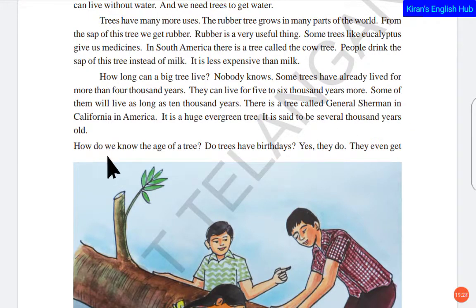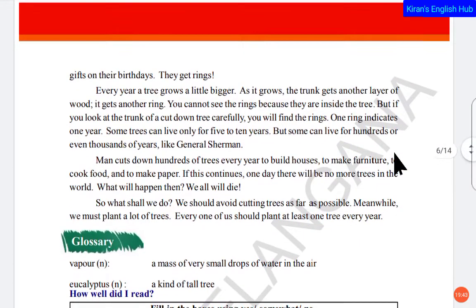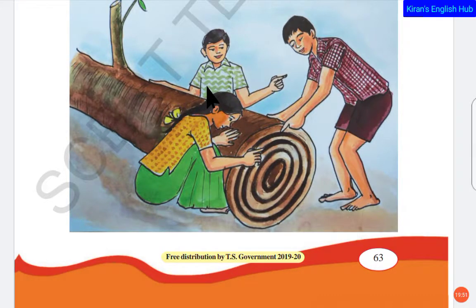Next, how do we know the age of a tree? If we want to calculate the age of a tree, how do we do it? Do trees have birthdays? Yes, they do. They even get gifts on their birthdays. How do they get gifts on their birthdays? They get rings. What type of rings? Diamond? No, not that type of ring.